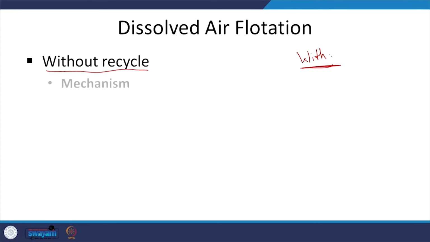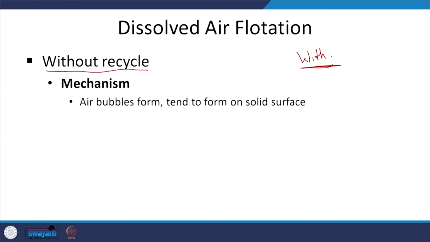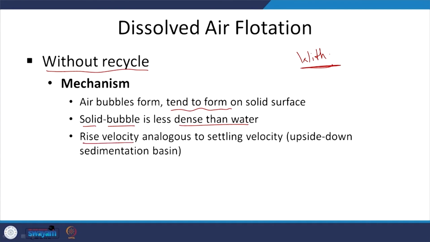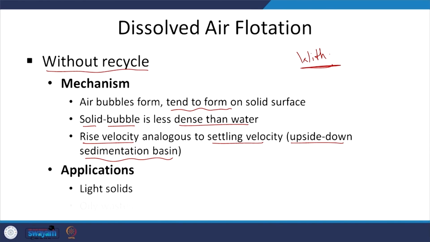So, without recycle, the mechanism is that air bubbles form and take the relevant solids onto the solid surface, and that solid and bubble part is going to be less dense than water, which is why it is going to move up, right. So, this rise velocity is similar to the settling velocity, as I mentioned. It is similar to an upside down sedimentation tank, let us see, right. So, applications, where is it? Typically for light solids or oily sludge, right.